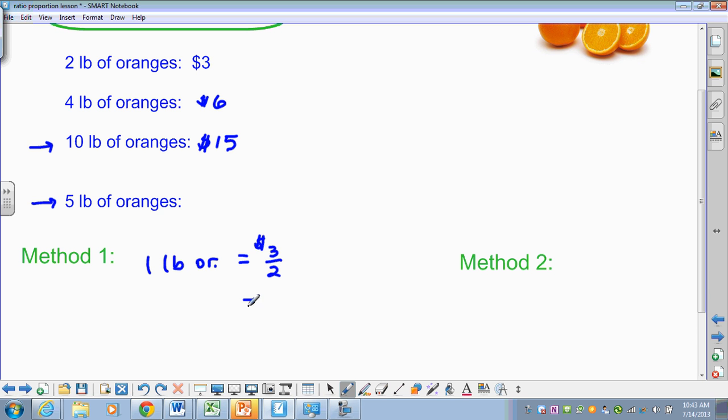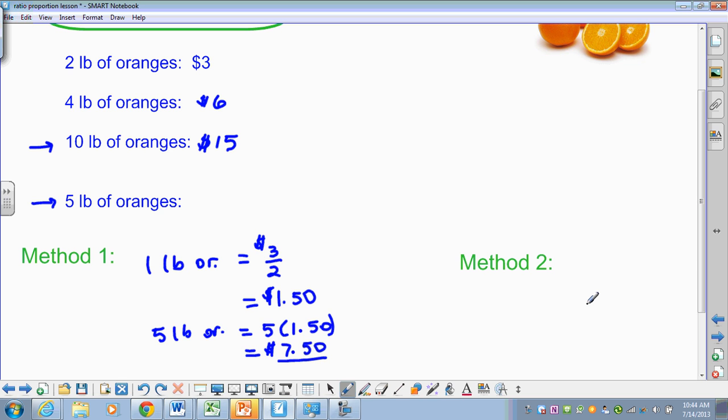And from there, we can answer for 5 pounds of oranges. If 1 pound equals $1.50, then 5 pounds of oranges will be 5 times that amount, which will be 5 times $1.50. In other words, $7.50. Okay, so that was our method number one, converting to single units, and then from there we're able to get whatever we want, like 5 pounds in this case, multiplied by 5.